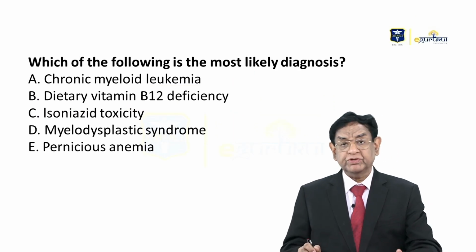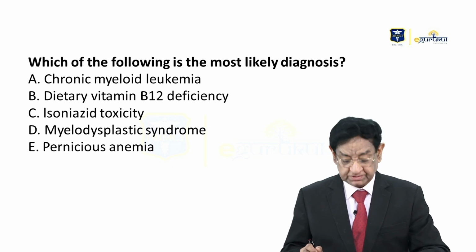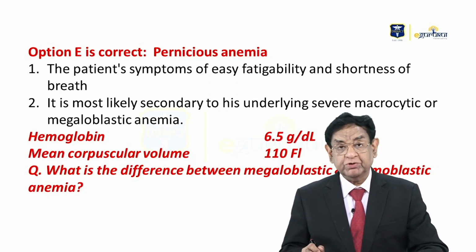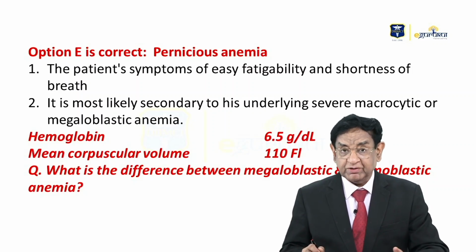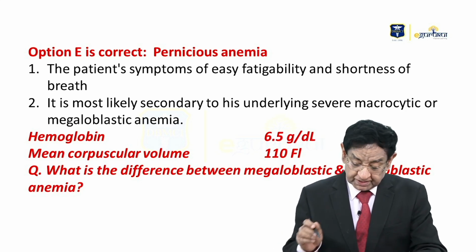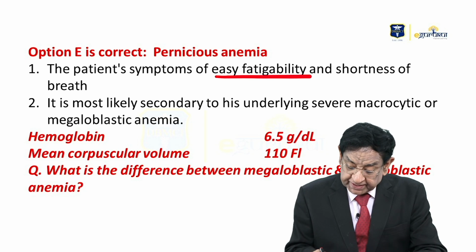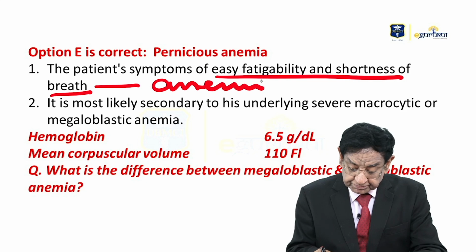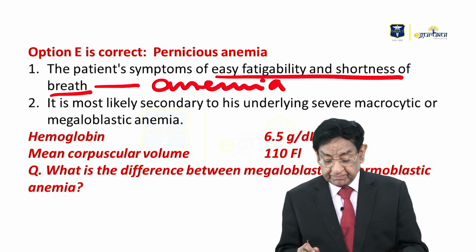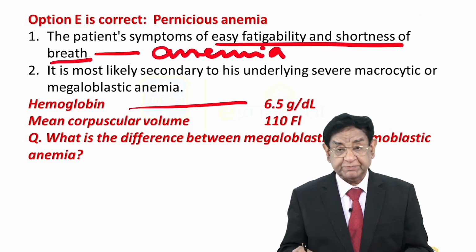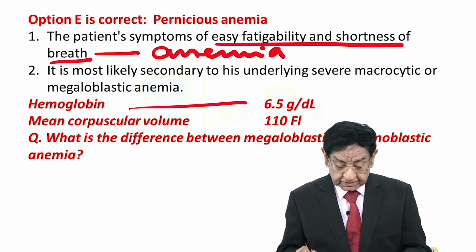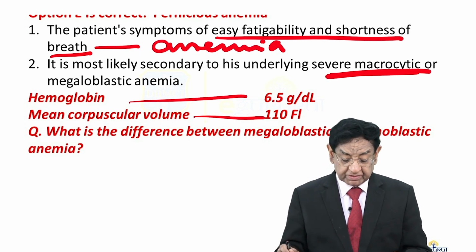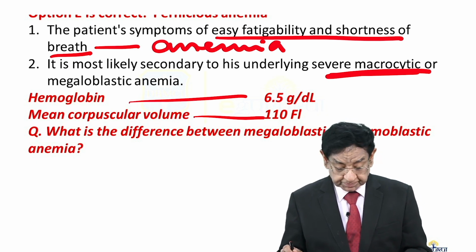Okay. Now, which of the following is the most likely diagnosis? The answer is pernicious anemia. I'm sure many of you have gone for the vegetarian diet also. We'll talk later on why not. The patient's symptoms of easy fatigability and shortness of breath are features of any anemia. And that we can confirm by the hemoglobin level of 6.5 gram. The MCV is increased, that indicates we are dealing with severe macrocytic or megaloblastic anemia.